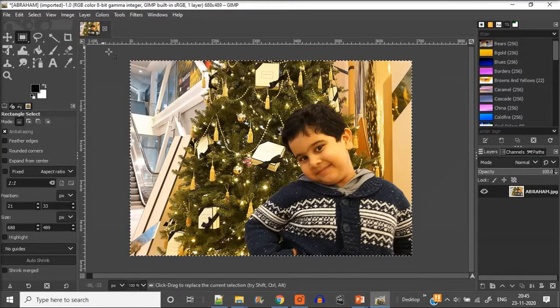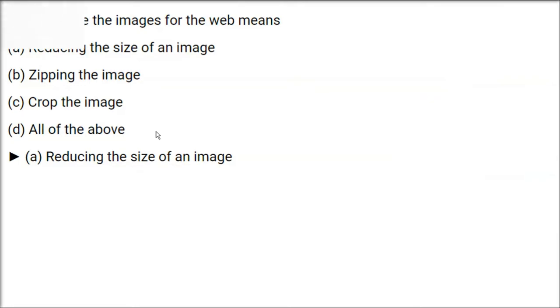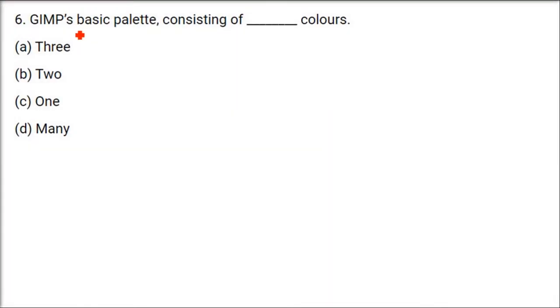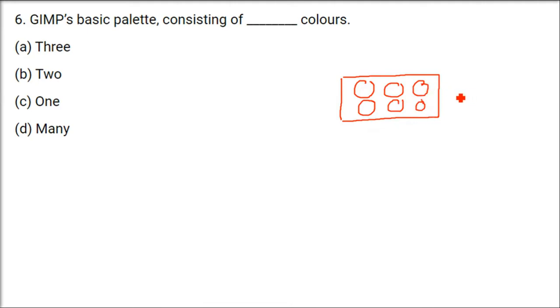There are various options we have to make the big image smaller. GIMP basic palette consisting of dash colors. If you remember when you were a kid, you will have a brush and there will be a certain box in which different paints are there. You will just wet it, it means use water, and then you will use one of the colors and paint it on your paper or wherever the canvas is.